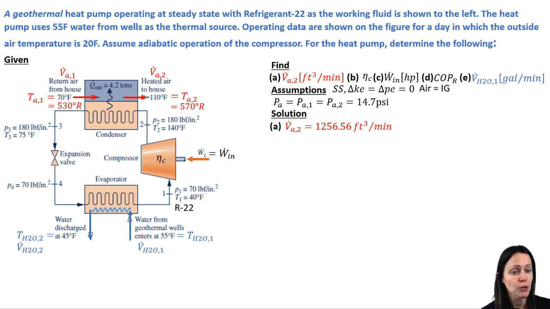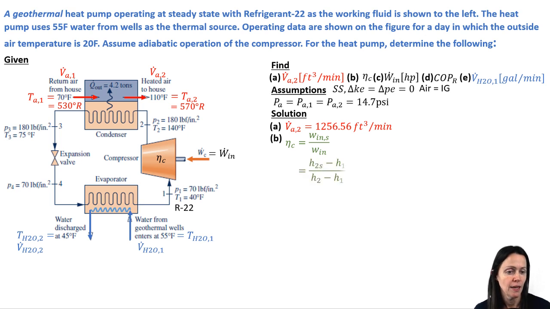All right, so now I'm looking at part 2. The isentropic efficiency is the work for the compressor if it operated isentropically over what you have to actually put into it because it doesn't operate isentropically. So H2S minus H1 over H2 minus H1. So I just need to pull off each of those things.